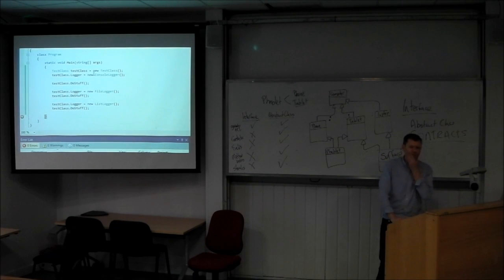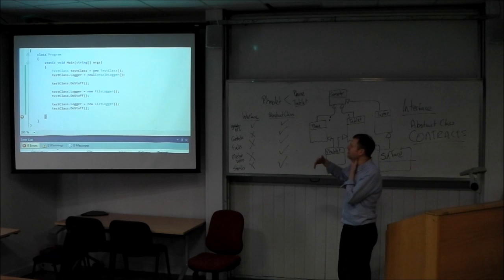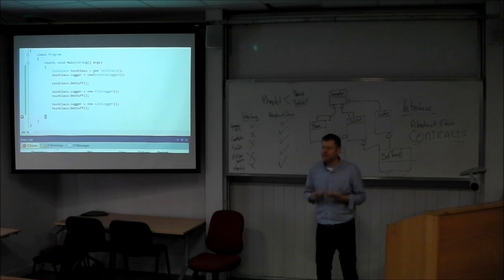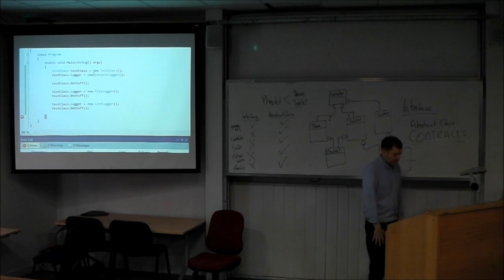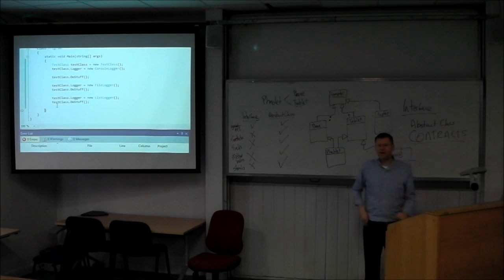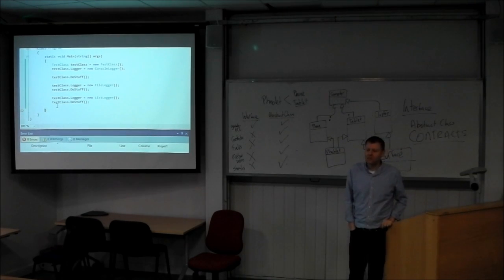So I've got three different implementations. One that just prints to a console, one that logs all the messages to a file, and one that just stores all the messages in a list. But they all implement the same interface, so you can substitute one in where another one goes. Is that okay with everybody? Does anyone want to ask any questions on how interfaces are implemented in C#?